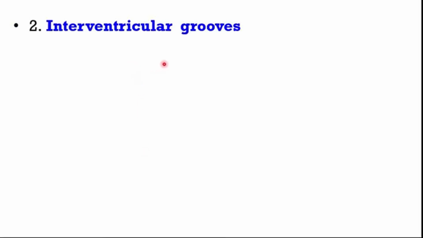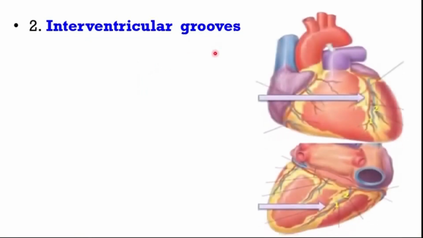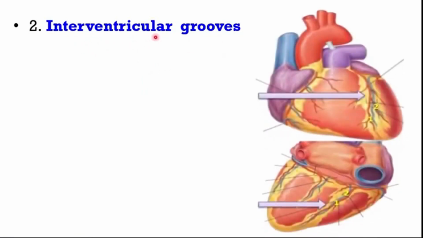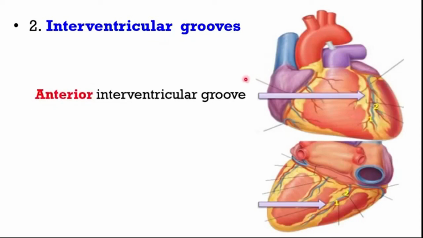And the next groove is the interventricular groove. As the name indicates, it is present between the 2 ventricles. Inter means in between. So this groove is present in between the 2 ventricles, in between the right and left ventricles. In the human heart, we find 2 interventricular grooves.